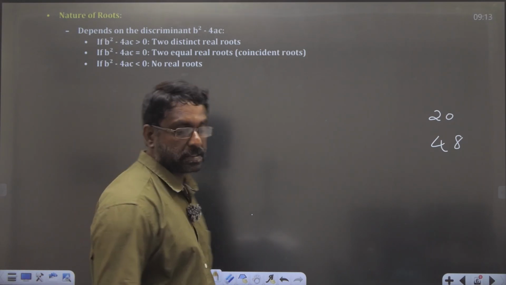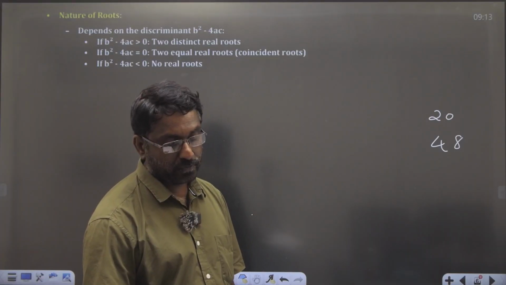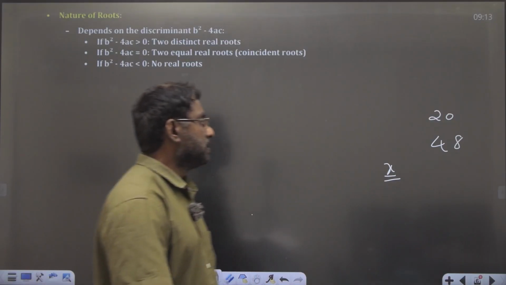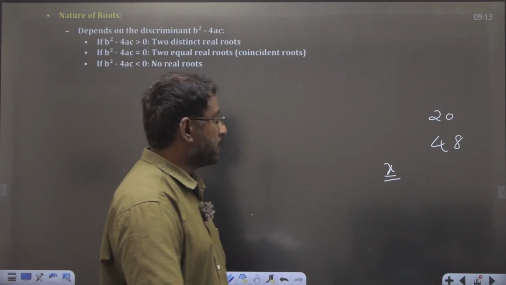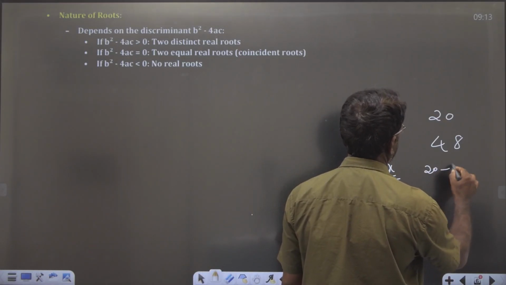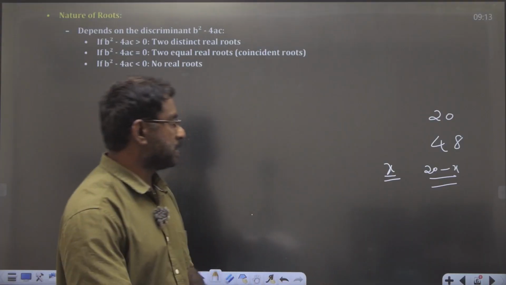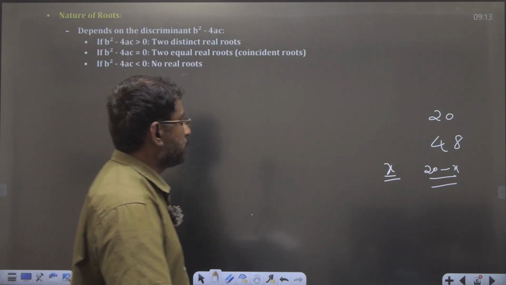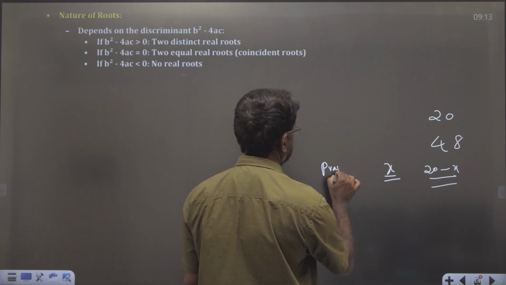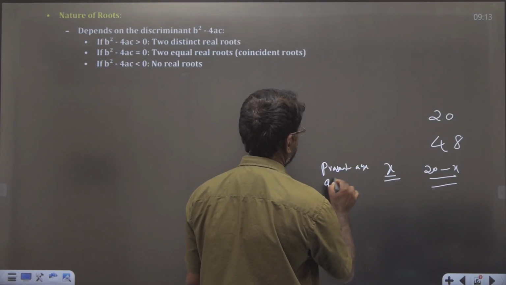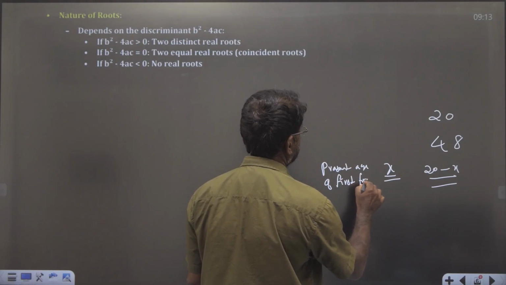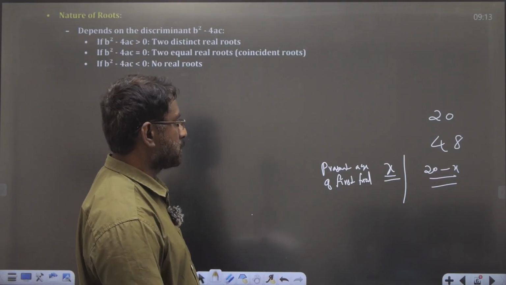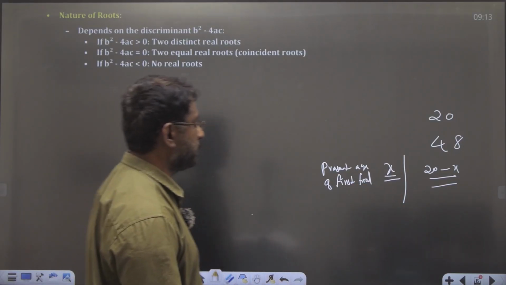Okay, let us take the age of the first friend as x. Automatically, the age of the second friend is 20 minus x, because the sum of their ages is 20. So the present age of the first friend is x, and the present age of the second friend is 20 minus x.